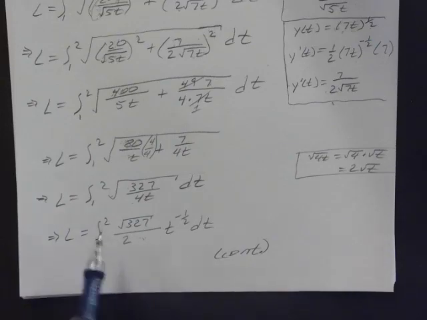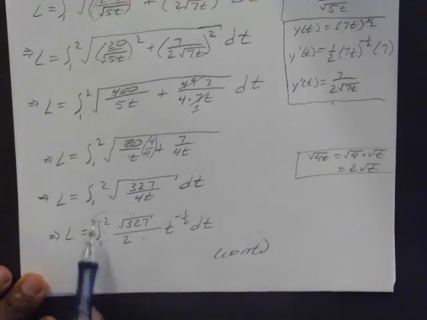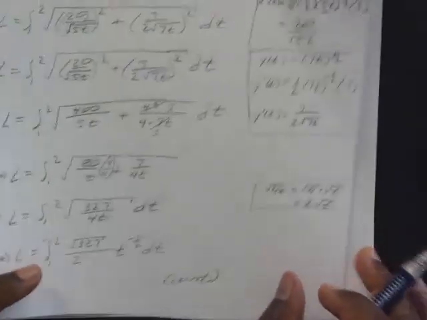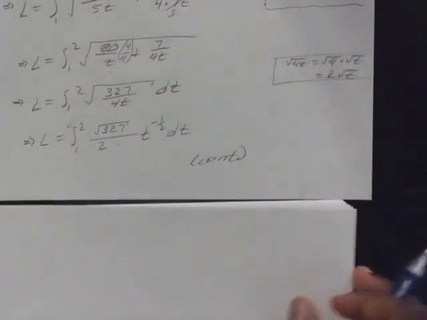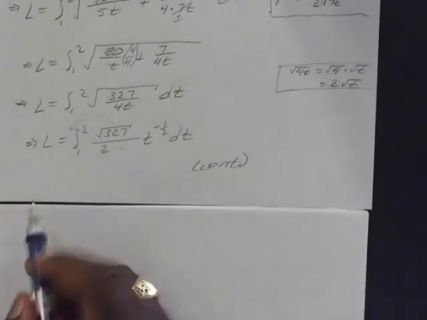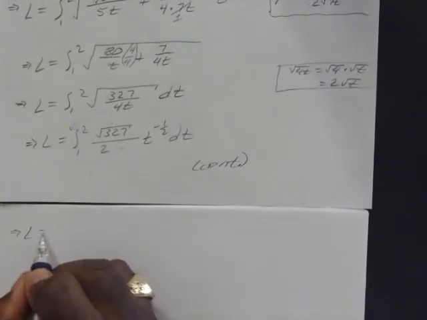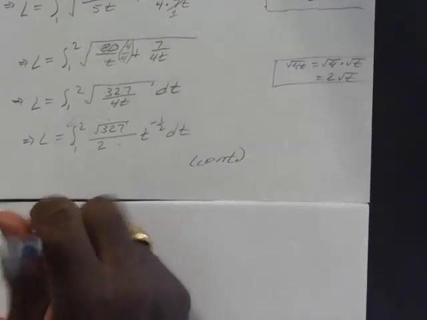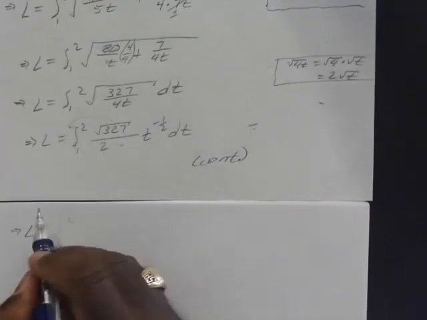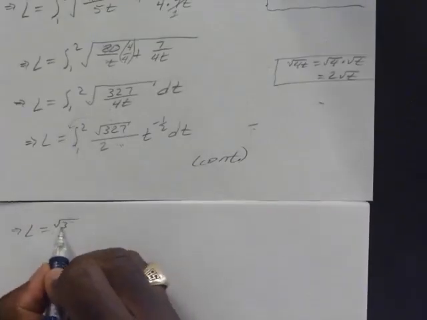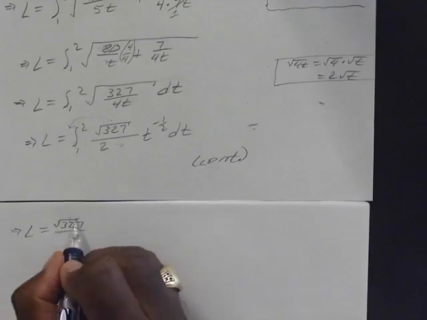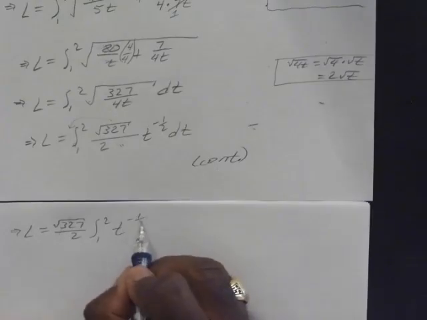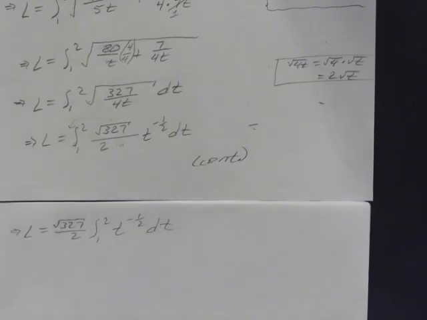Okay, so we can finally factor this constant out to the front, which we will do on the next page. And there we go. That means our length is equal to the integral from 1 to 2. We have to actually factor that out instead of rewriting the whole thing. So it's equal to the square root of 327 over 2 times the integral from 1 to 2 of t to the negative 1/2 power with respect to t.